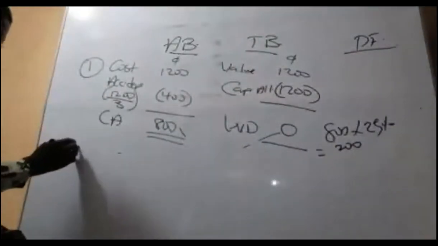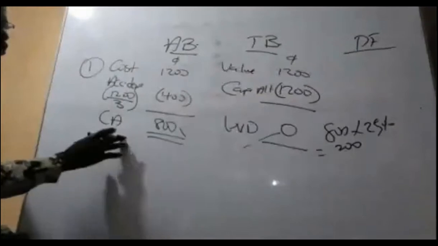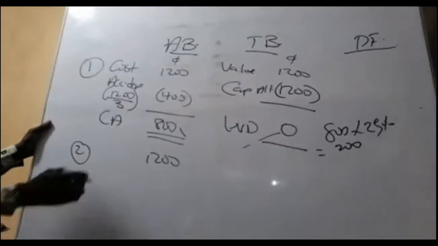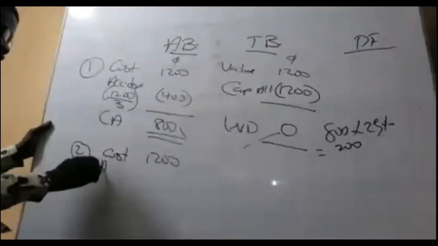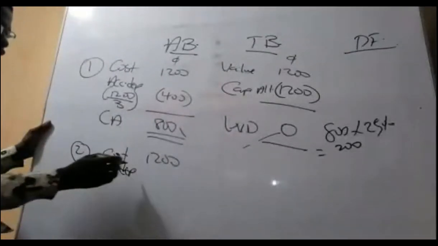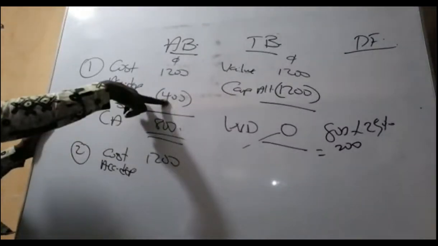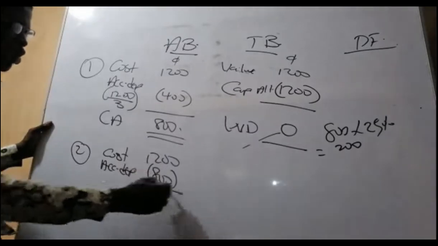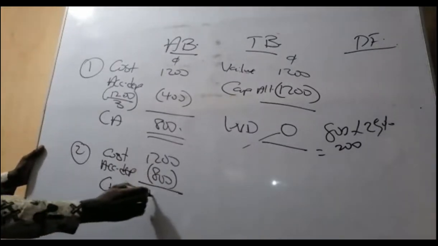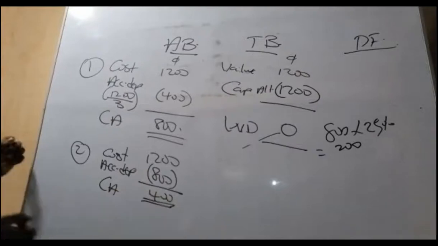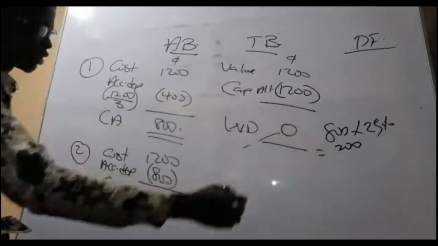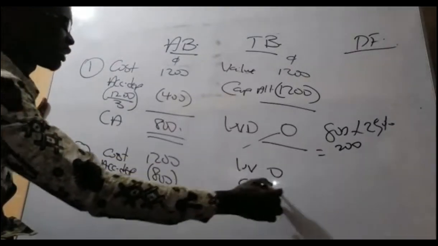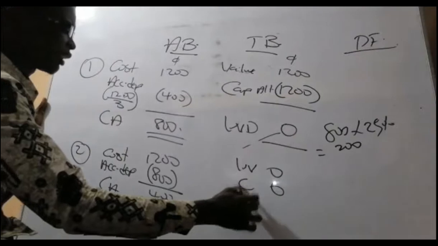Year 2. The accountant will still have cost of 1,200. What will be the accumulated depreciation? 800, because we multiply the depreciation for a year by 2, right? Good. So we get 800 as depreciation. What's the carrying amount? See, 400. Good. Now, what about the tax base? Don't even worry yourself. The written down value is 0. Capital allowance 0. Written down value carried down 0.